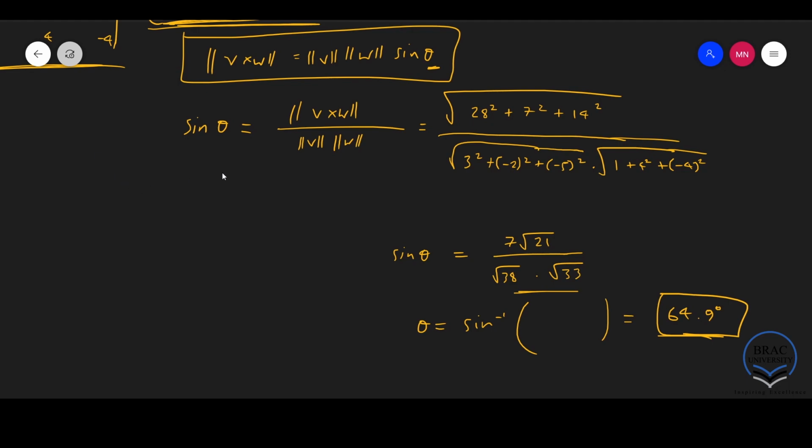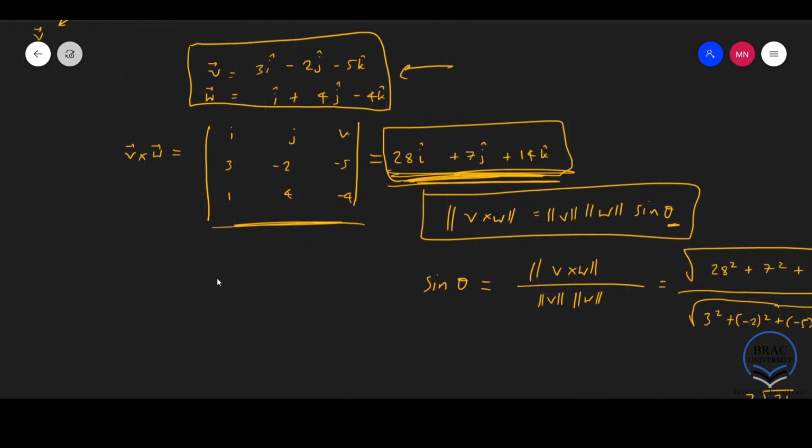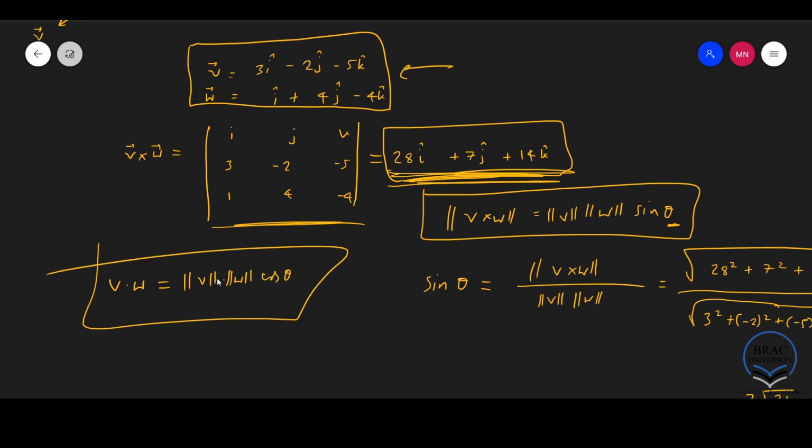Now obviously this is not the only way that we can find the angle between these two vectors. We can also consider the dot product of these two vectors, which is equal to the magnitude of v times the magnitude of w times the cosine of theta. Using this, we can also find the angle between these two vectors.